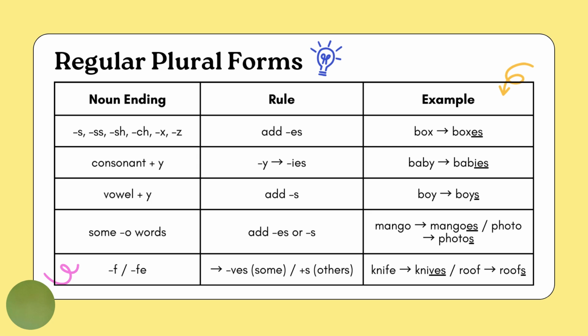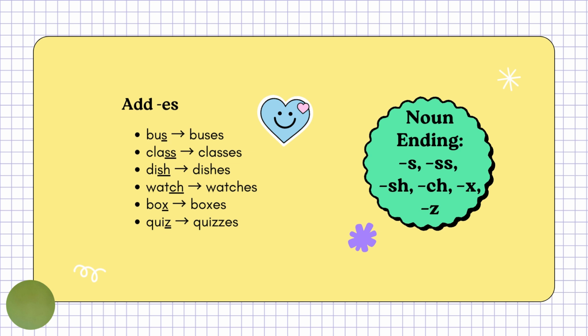And for a consonant ending with y, the y should be changed to i. So, for example, baby: there is no more y in the plural form because you change the y to i, babies. And for a vowel plus y, just add s, no es anymore. So boy becomes boys. Some words ending with o are kind of tricky. There are some rules for that, but you can see it later. And then there are words ending with f or fe. Let's discuss that one by one.